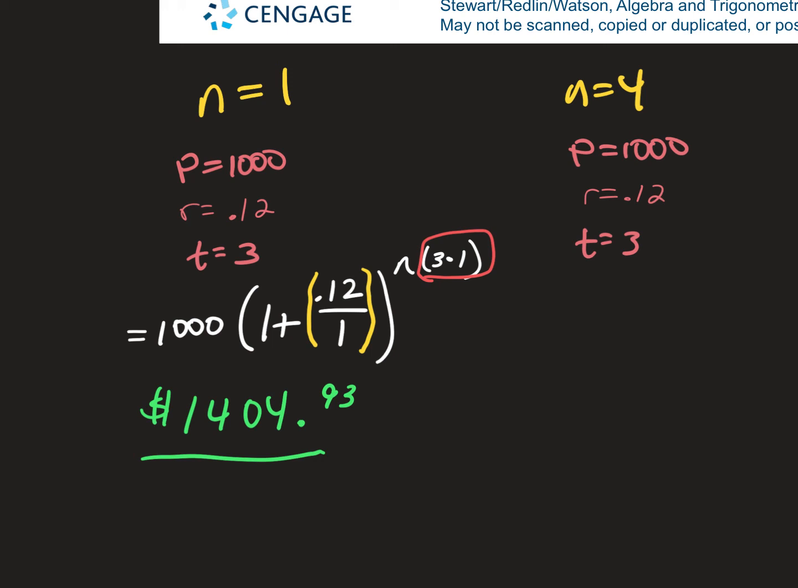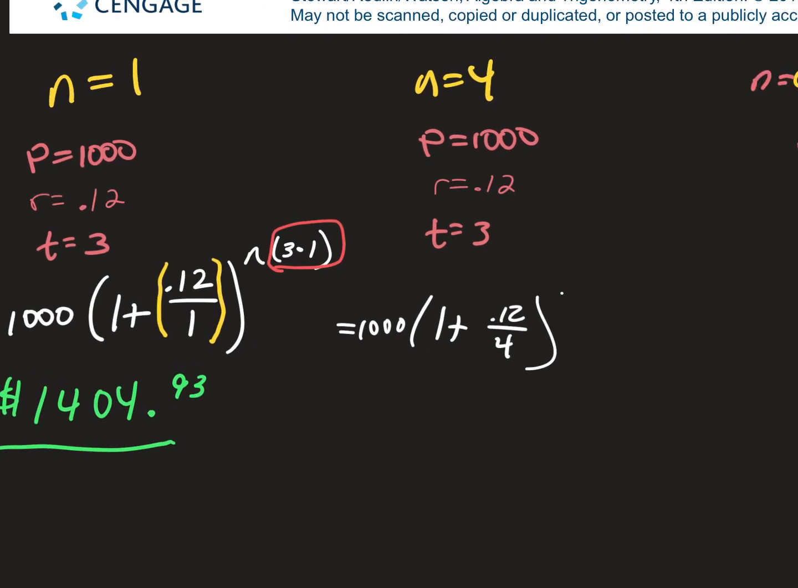Okay, so we're going to do the same thing. Let's do the next one, all right? We're doing the exact same problem, but instead of compounding annually, we're compounding how? Quarterly. Yeah, you guys can do all of them, I'm just going to do the 3. So quarterly. I'm going to take my $1,000, 1 plus my 0.12, but instead of dividing by 1, what am I dividing by now? 4.